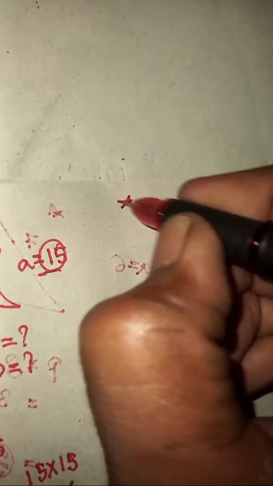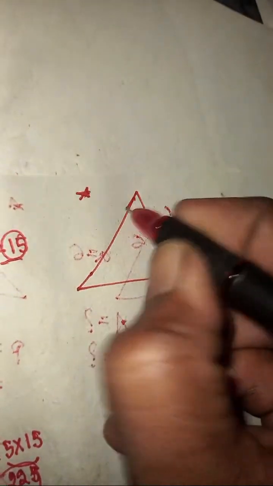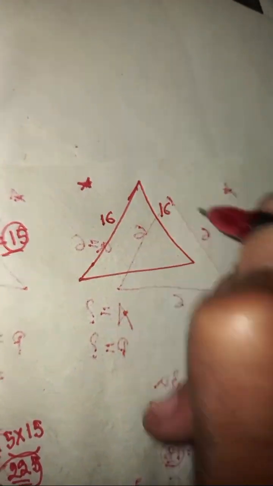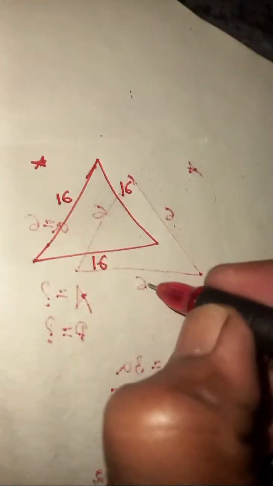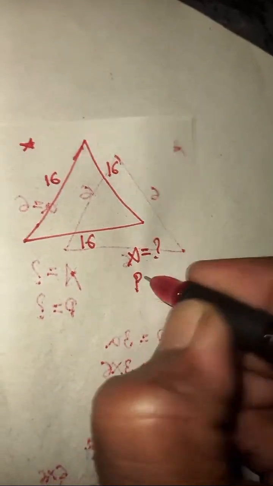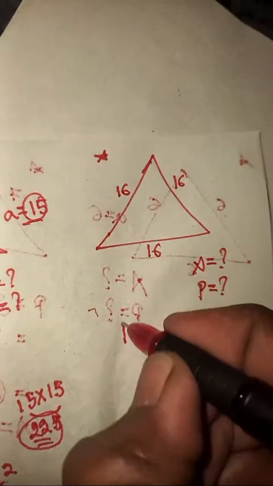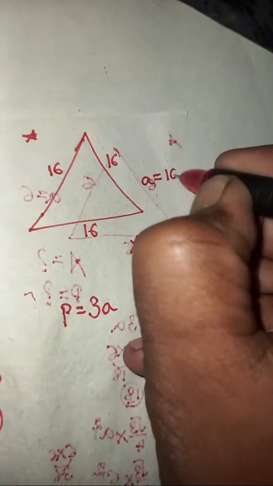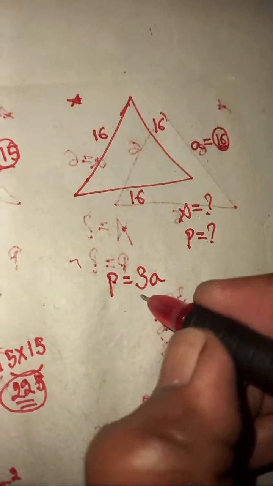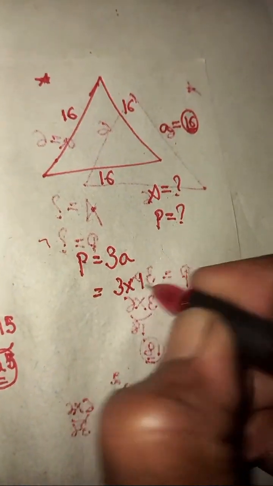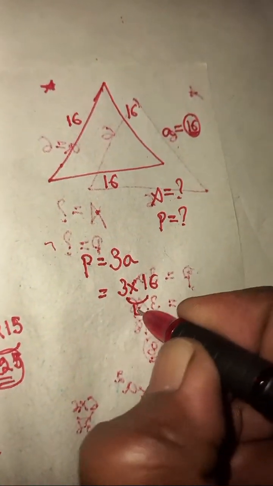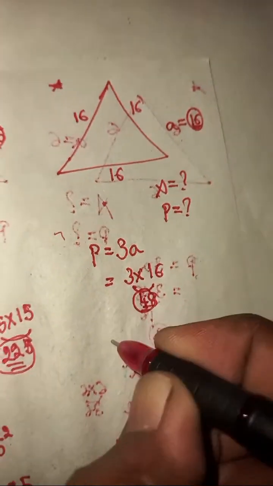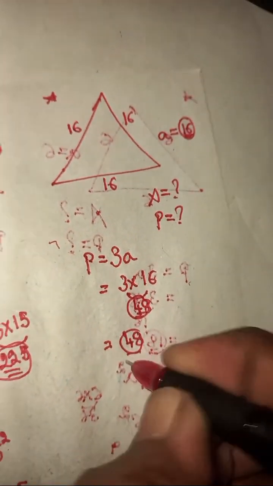And let's take one more triangle. In this triangle, they have given all sides as 16 units. When all sides are 16 units, we need to find the area and the perimeter. You can find the perimeter as 3 times the side length. Here the side length is 16 units, so it becomes 3 times 16. 3 times 16 is 48 units. So the perimeter is 48 units.